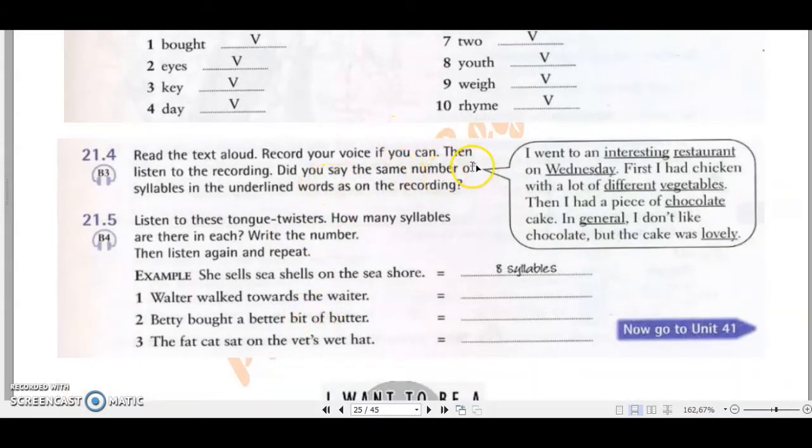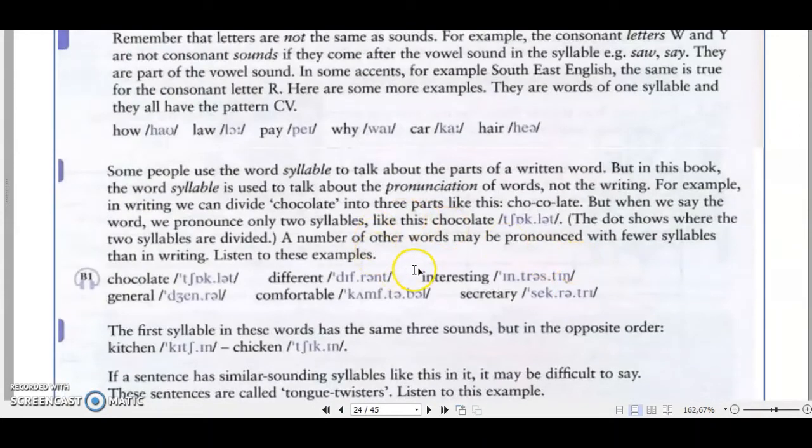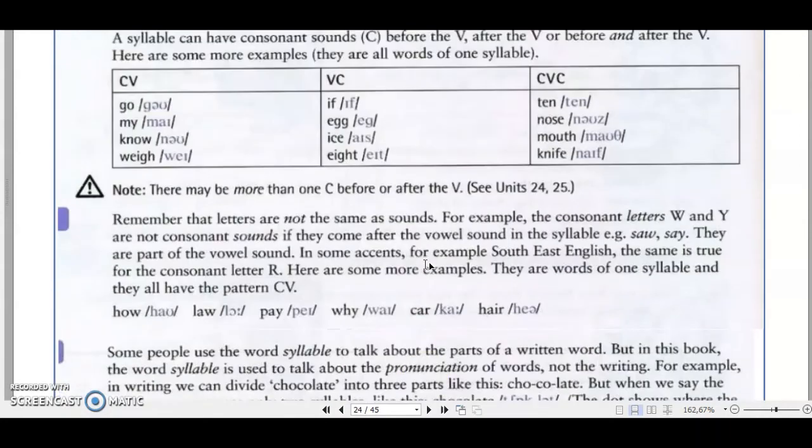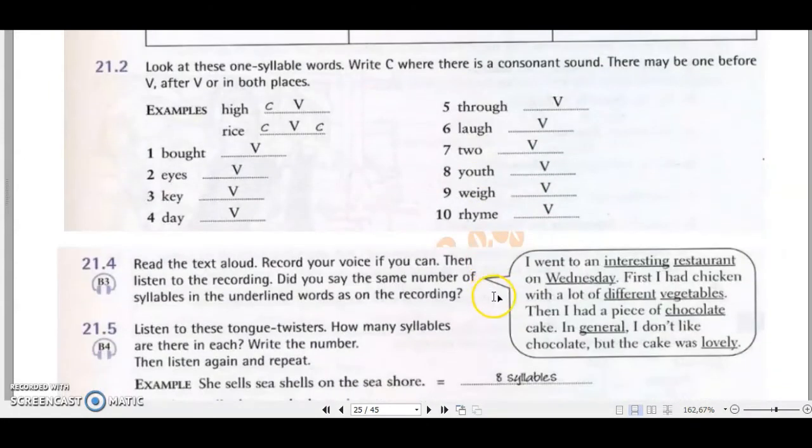But for 21.4 and for 21.5, there is something different. In this first one, you have to read the text aloud, record your voice, then listen to the recording. Did you say the same number of syllables in the underlined words as on the recording? So what I care is that you start working with these words that are said here, okay? You have to pay attention because you have to say them in the same amount of time.